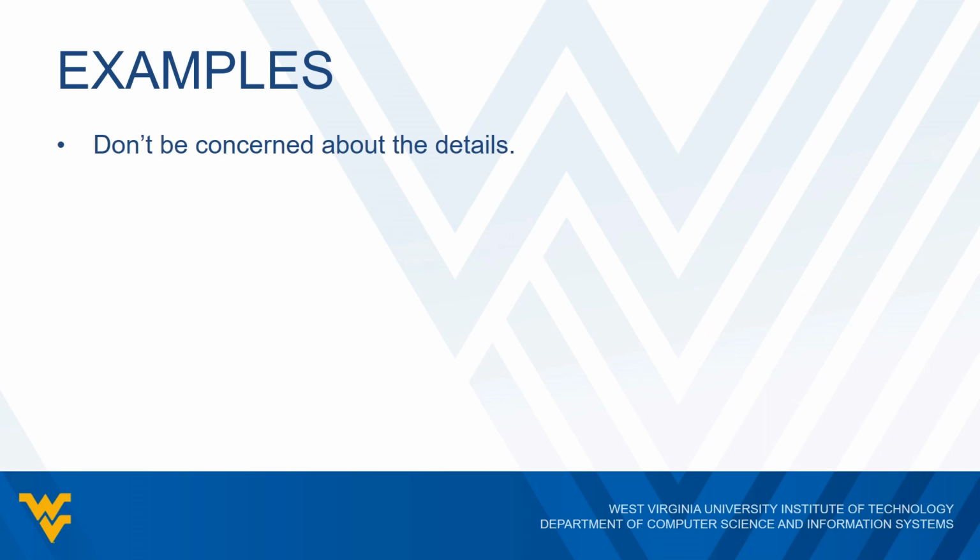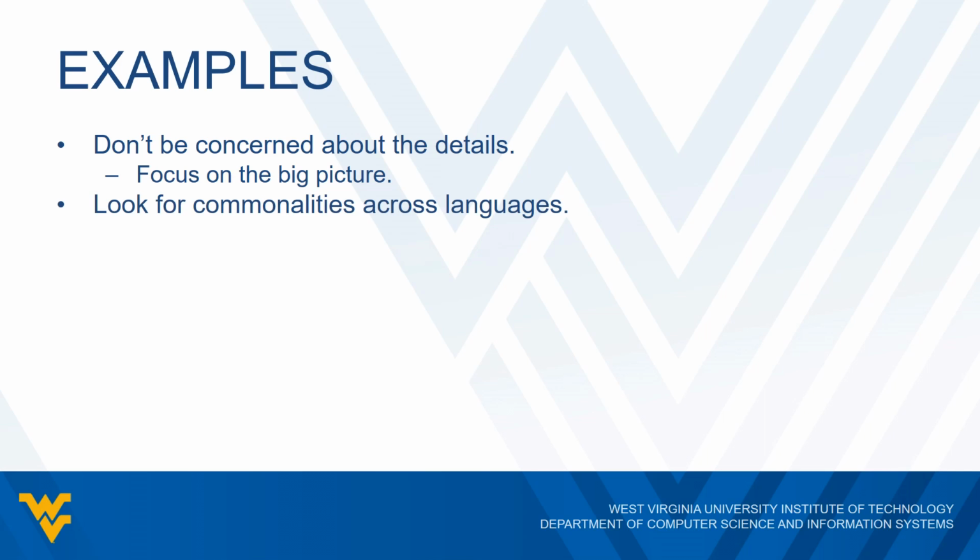Before I give you any of these examples, I want to give you a fair warning. Please do not be concerned about the intricate details of any of these languages. Don't worry about the nitty-gritty things like semicolons and what this symbol means and what that means. I want you to focus more on the big picture of these languages. Look for the commonalities across these languages. What are the parts of all of them that are the same that would be part of a high-level language? And then look for different types of patterns that you can identify.